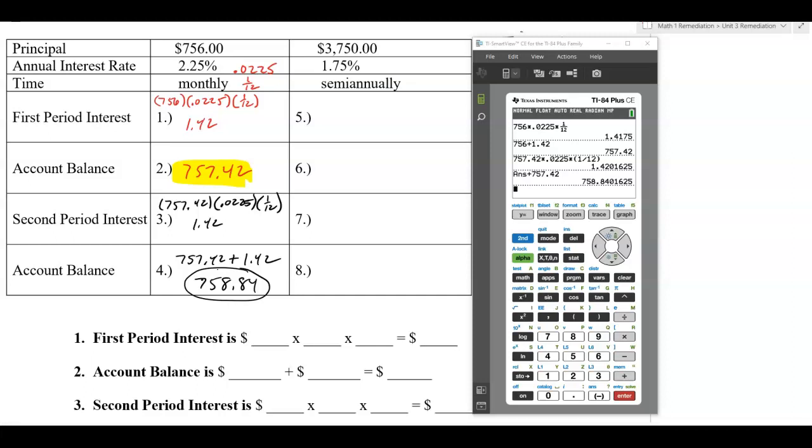Okay. Now, say I didn't know how to put that fraction in. If I take 1 divided by 12, I get this decimal. If you do it this way, I want to stress to you to include as many values after the decimal as you can. So when I go to do 757.42 times 0.0225 times, I'm going to try and carry as much of that in: 0.08333333. And I can stop there and I'd still get the same answer. It's a little bit different, but it's close enough.